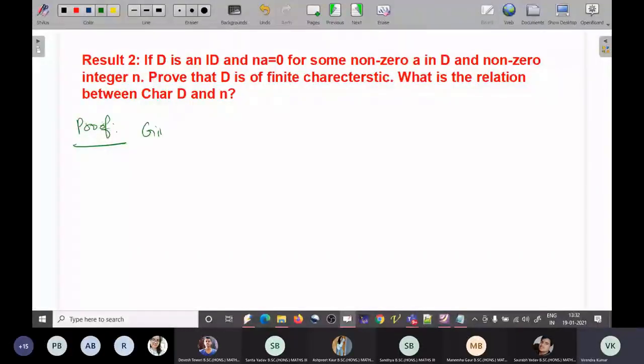Okay, so let us start. Given that n times a equals 0 for some a not equal to 0 belonging to D, and n not equal to 0 belonging to the set of natural numbers. Okay, fine.